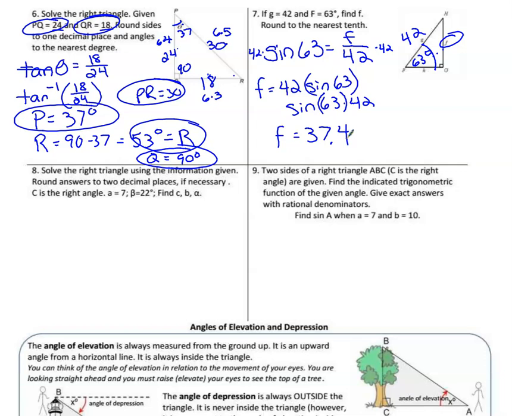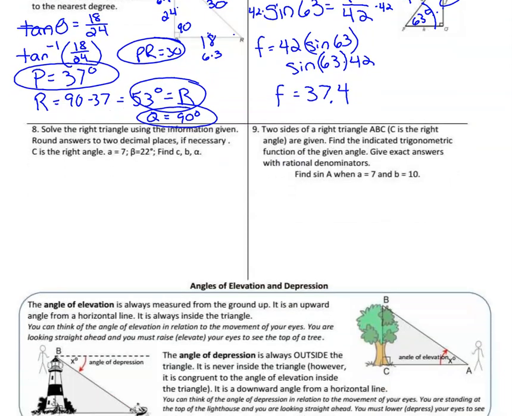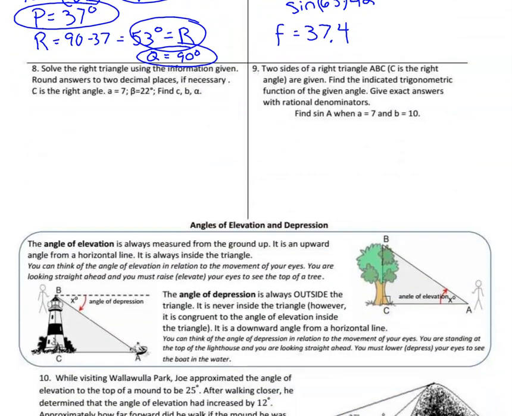Now, let's move on to number 8. Number 8 says, solve the right triangle. So that means we're going to want all three sides and all three angles. Using the information given, round answers to 2 decimal places if necessary. So we have a right triangle. The angle C is the right angle. So I'm going to draw a right triangle.